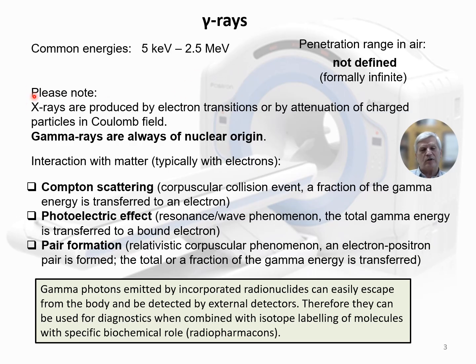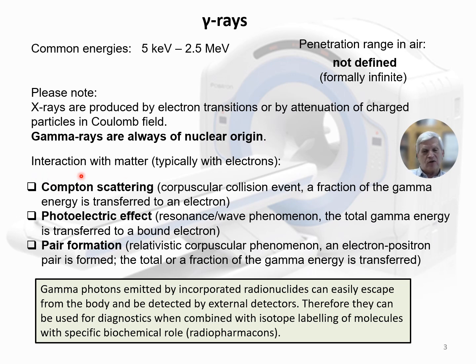There is a very important remark. Let me make a note. X-rays, and so far we have talked about X-rays only, are produced by electron transitions or by attenuation of charged particles in a Coulomb field. This latter is the Bremsstrahlung X-ray, you may remember. However, gamma rays are always of nuclear origin, so the source of gamma rays is always the excitation of nuclei.